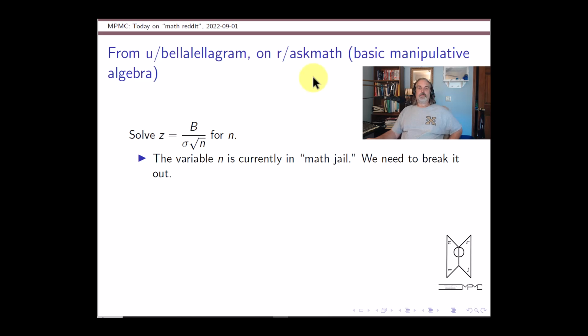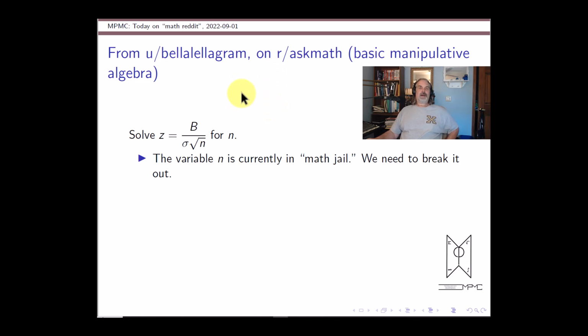Okay, so problem number 1 from the user Bellalelogram. That's a cool name, on Ask Math. And this is just some basic manipulative algebra, but it's good to review these kinds of things. The problem that was posed was to take the expression z equals b over sigma times the square root of n and solve that for n. So this is a story just about solving for an unknown when that unknown is buried inside a whole bunch of nonsense. How do you extract it?